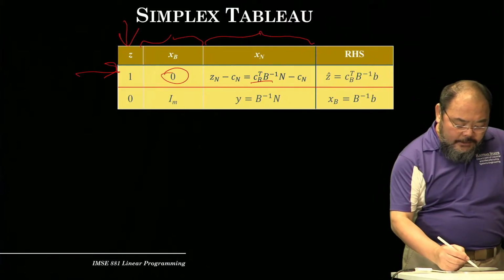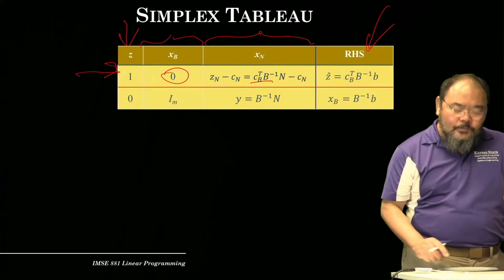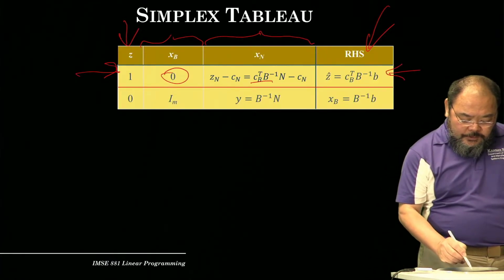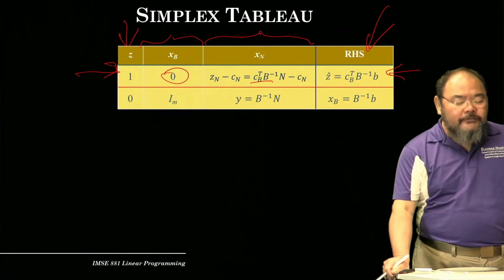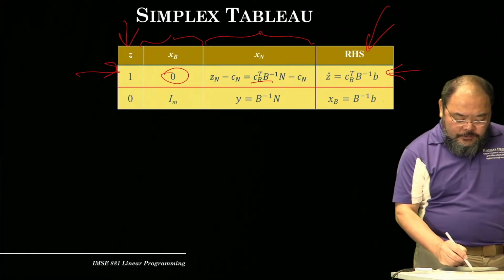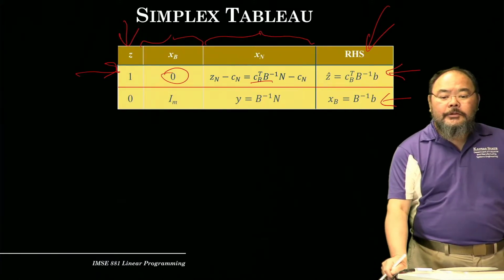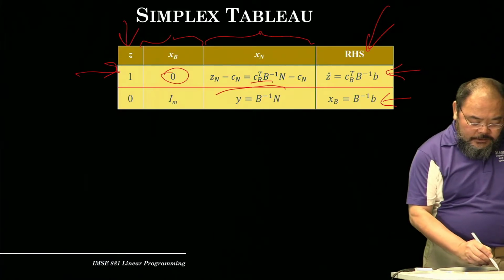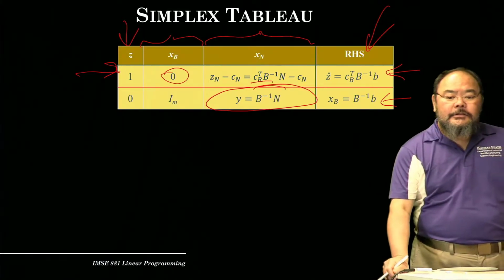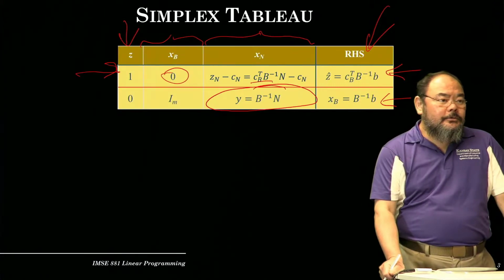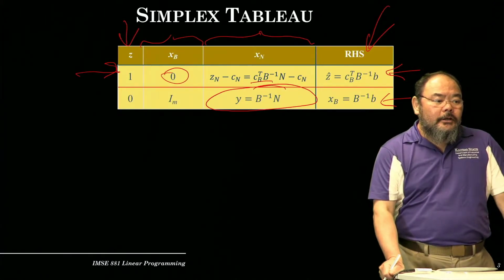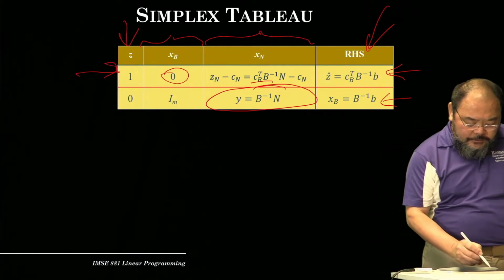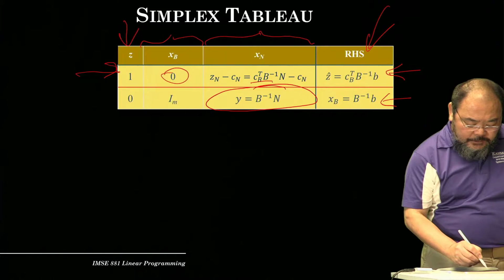Also, this is the right hand side column. The first row will be the current objective function value, and the rest of the rows will be the current basic solution. Most importantly, in the middle, corresponding to the non-basic variables, are the current tableau's values. We call it y. Y equals b inverse times n.